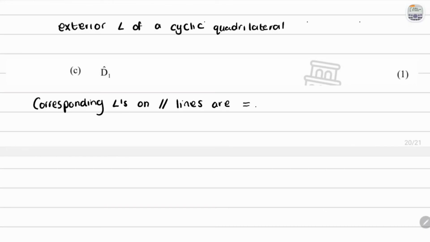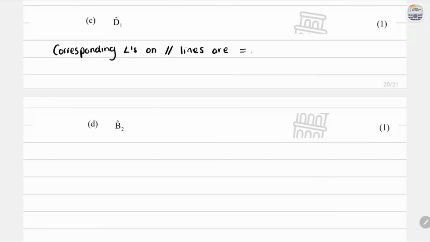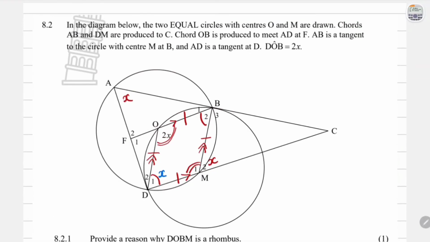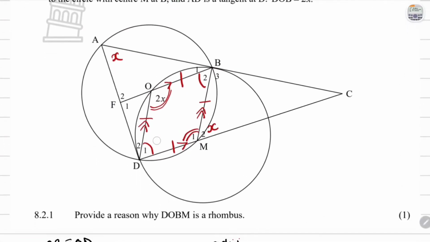Okay, moving on to the next question. The next question, D, is angle B2. So we need to give them a reason why B2 would be equal to x. Okay, so this is already x. Why is B2? You remember what we said about that? This is a rhombus, and in a rhombus, the opposite angles are always equal. So that's why that would be equal to x. Or you could have also looked at it like this. Because of the parallel lines, you have alternate angles. I think alternate angles is easier to write, so let's go with that instead. We can say alternate angles on parallel lines are equal. So that's the reason that is equal to x.